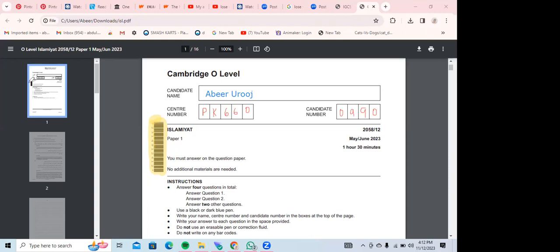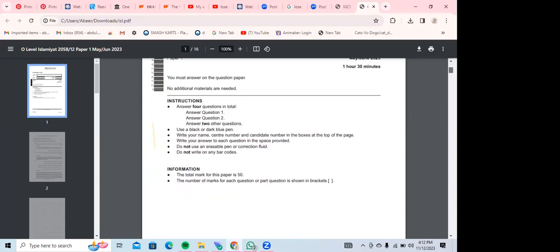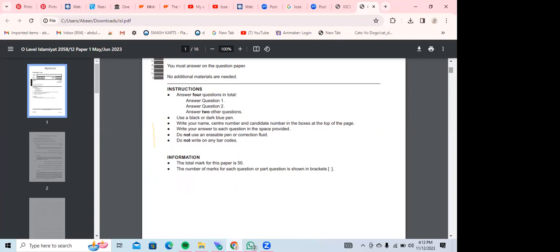Is there any problem, any issue you have? Okay, good. Moving forward, we will be seeing the instructions on the paper. The instructions are that there are 4 questions in total. Question number 1 and question number 2 are compulsory. You have to do them. And there are 2 other questions.